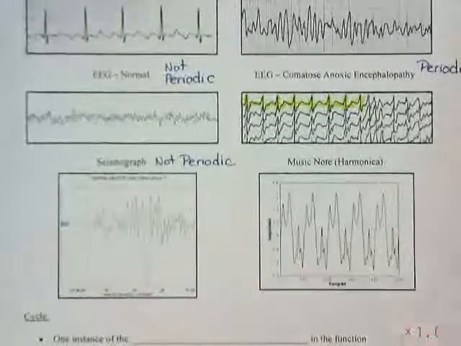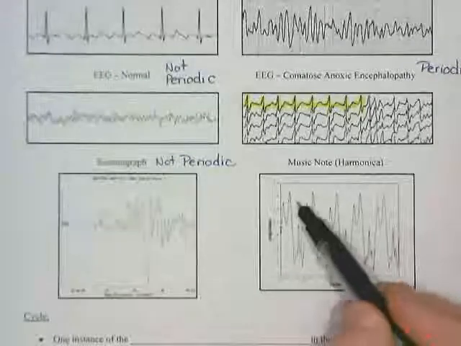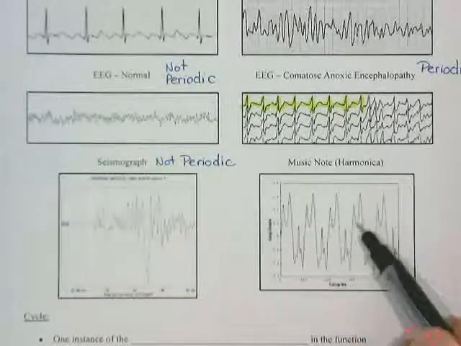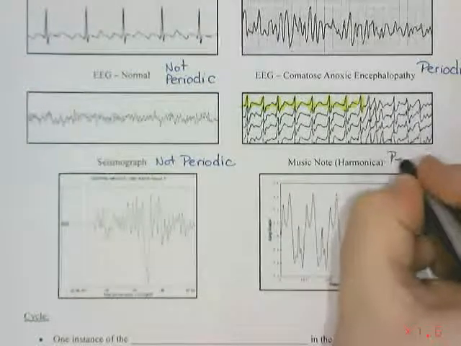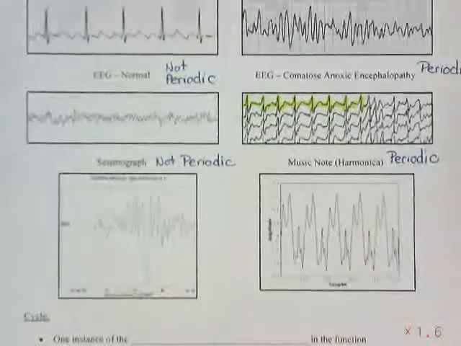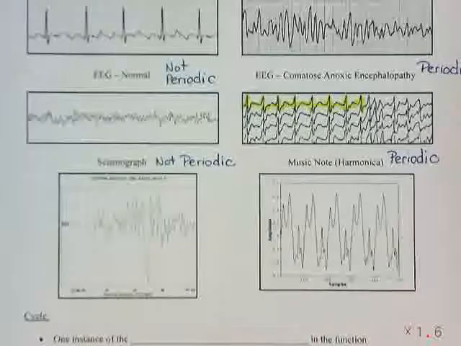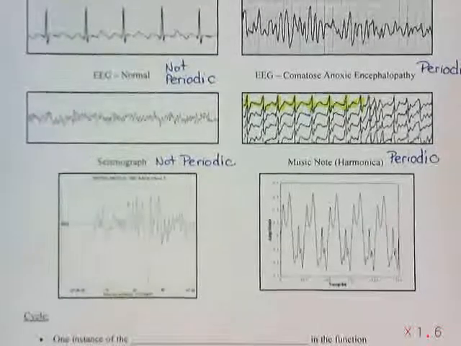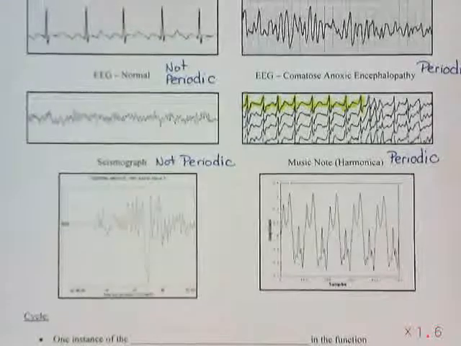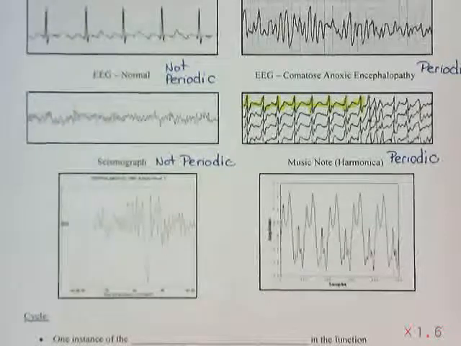All right, and our last one here is a music note played on a harmonica, and you'll notice if you take a look at the wave that I get here, it is definitely a repeating pattern, so I would say that this is periodic. So, periodic functions have a repeating pattern, not periodic functions do not have a repeating pattern. You would like your heart rate to be periodic so that you have a nice even rhythm going. You do not want your brain to be periodic because then that would mean you have some type of damage.